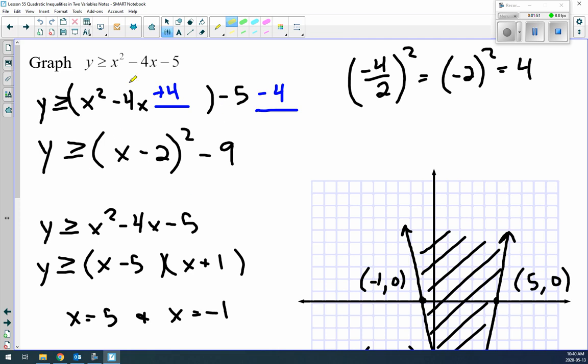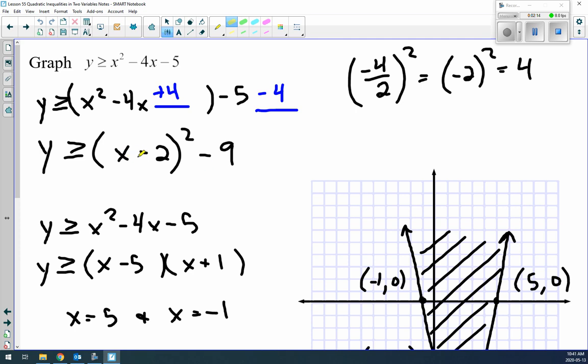So to do that, put our brackets around, move the -5 over. We take the -4, divide it by 2, and square it. So we end up with (-2) squared, which is positive 4. So we're going to add 4 on the inside. But remember, what do you do over here? You subtract 4. Okay, so we do that. We end up with (x minus 2) squared, where we got that -2 there, and then minus 9.